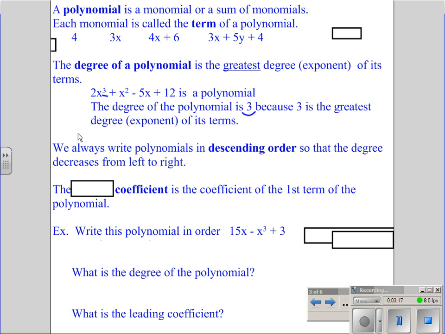Anything you don't already have in your notes, you should be adding right here. The leading coefficient is the coefficient of the first term of the polynomial.